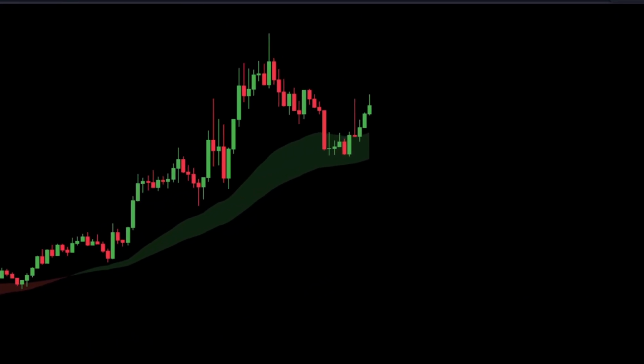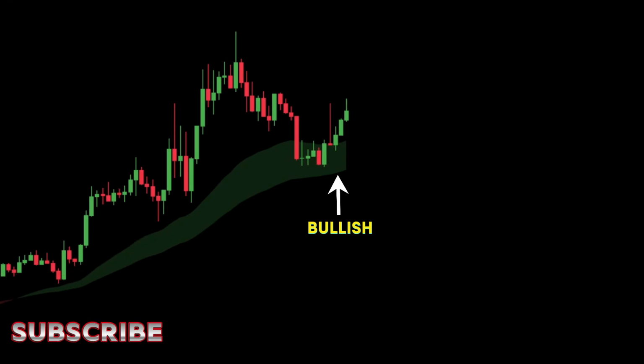How to place a buy entry. If the pullback arrows indicator is green, it signals a bullish trend. In this situation, focus solely on finding the best point to place a buy entry.